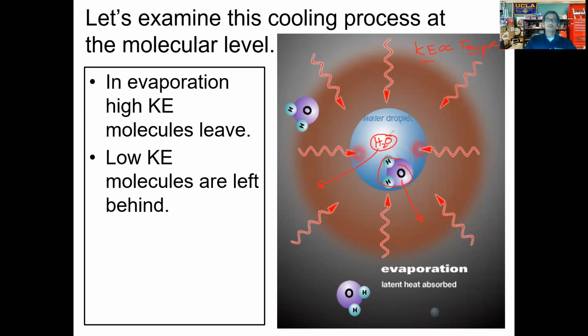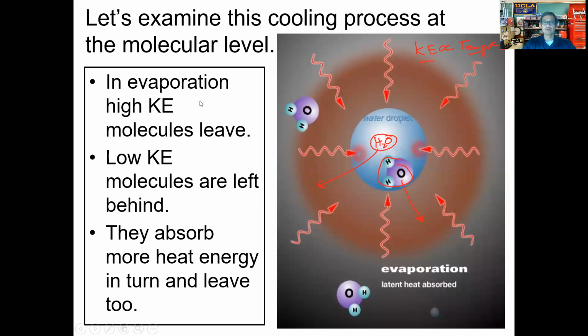Okay, and so low energy molecules are left behind. Those low energy particles then will absorb heat, and then they too will leave, thus removing the heat energy with them. Okay, so that's how evaporation absorbs the latent heat, and then it cools down the surroundings. So evaporation cools down the surroundings by absorbing heat energy from the surroundings. Okay, so make sure you keep that in mind. All right, very good.